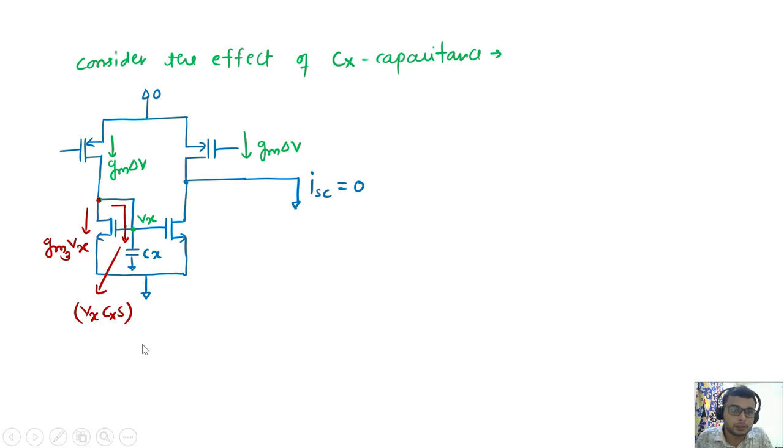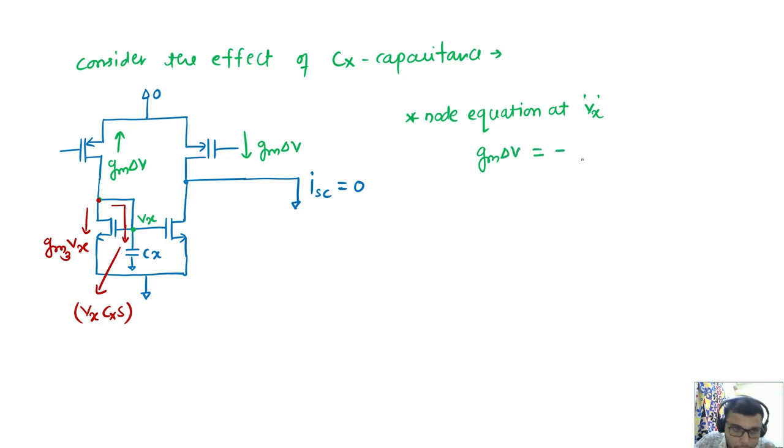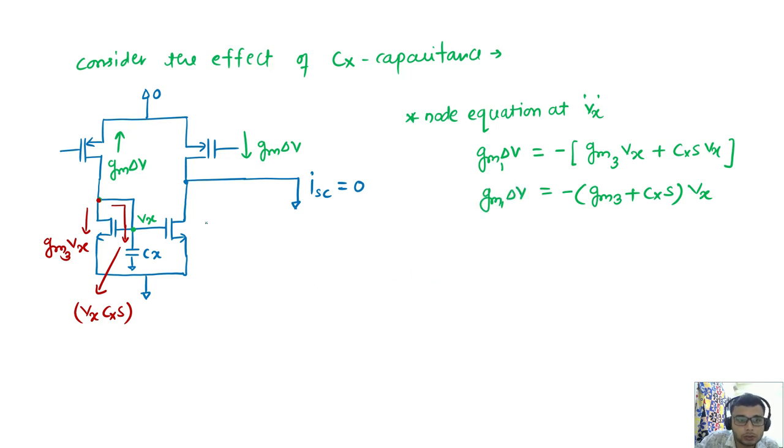Again, the thing we are missing here is the direction of this current. It is actually going up. What are these two currents? I will write the node equation at Vx. Gm1 del B is equal to minus of Gm3 Vx plus Cx s Vx. So I can write it as minus of (Gm3 plus Cx s) into Vx. This is my Gm1 del B.